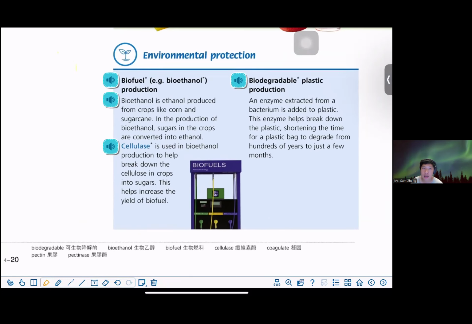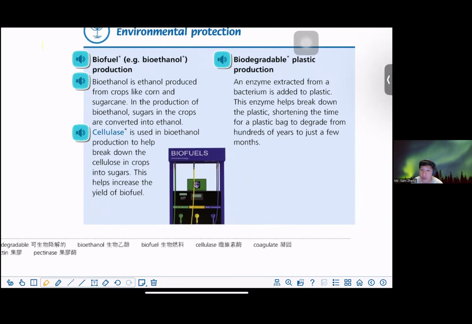So next, for example, we may also add some enzymes into plastic, so that the enzymes can help to break down the plastic, and it is also why we can produce or manufacture biodegradable plastic. This is because inside this plastic there are some enzymes, and once they reach a suitable environment, they will start the degrading.